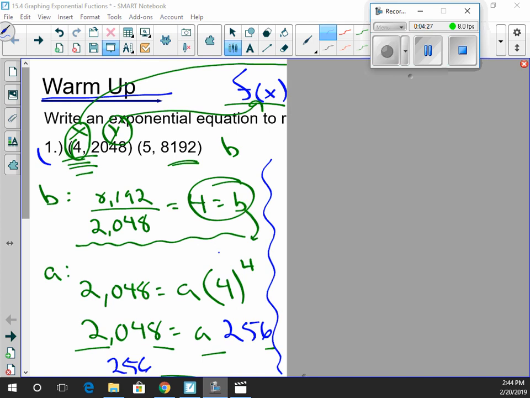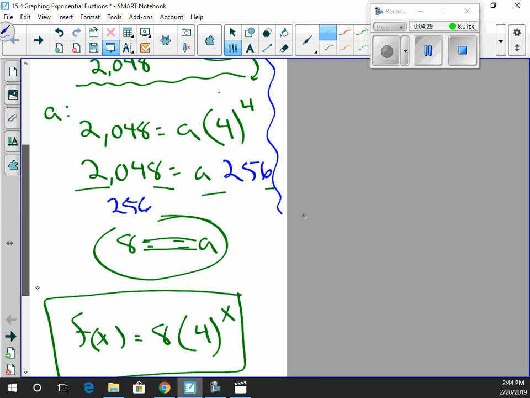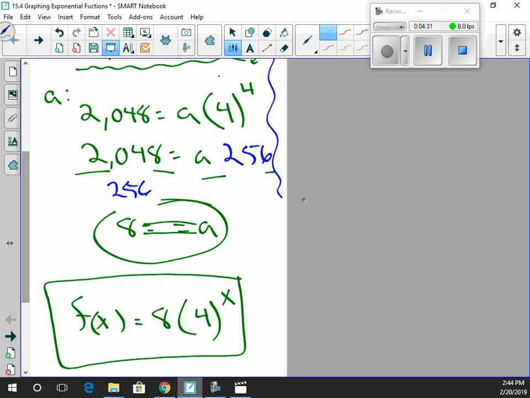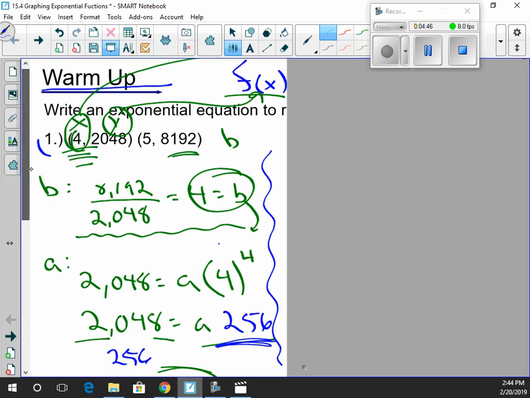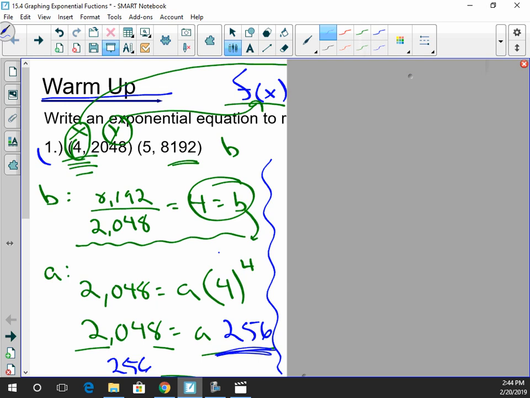All right, hopefully you had some time to work on that. I did make one slight error. 4 to the 4th power isn't 64, it's 256. So when I took 2048 and divided by 256, that's how I got my 8. Not divided by 64, that would have been 16 instead of 8. So let's go ahead and look at this one.